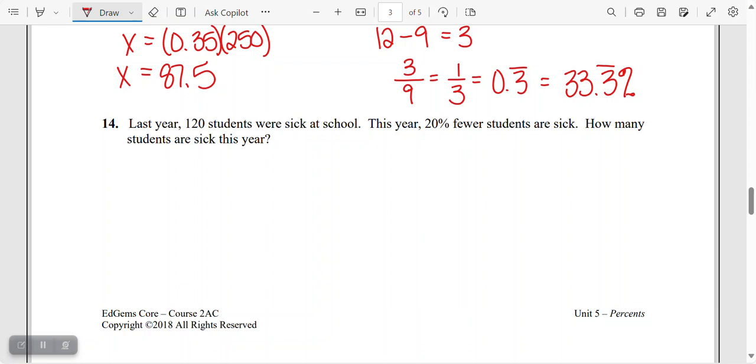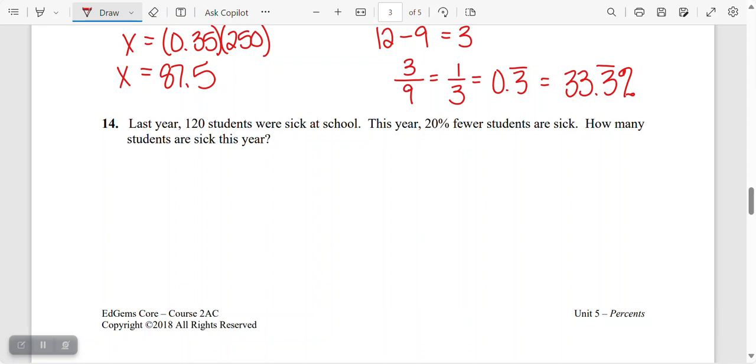Question 14 is a percent of change question, but this time we know the percent of change, we just don't know how many it was. So it says last year 120 students were sick at school. This year 20% fewer students are sick. How many students are sick this year?